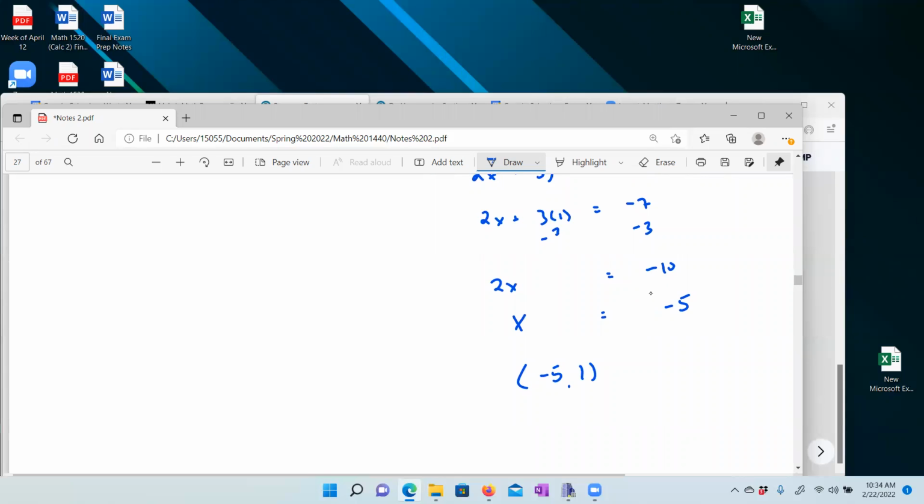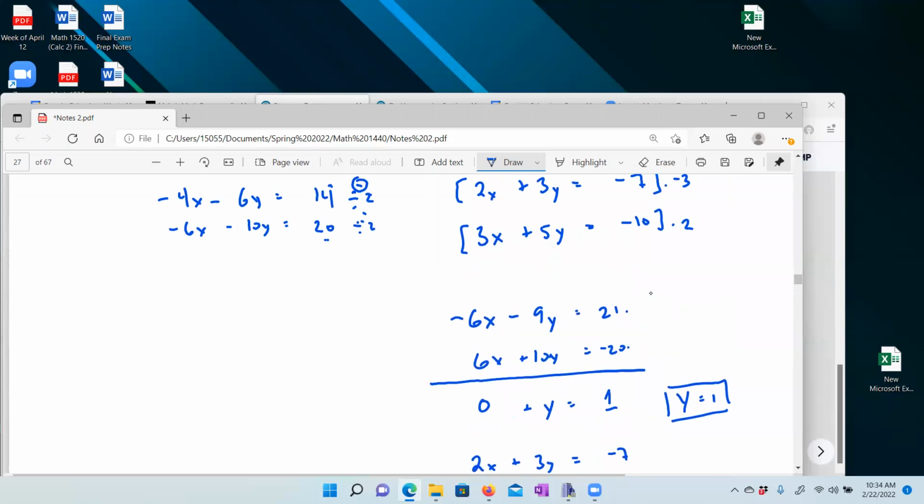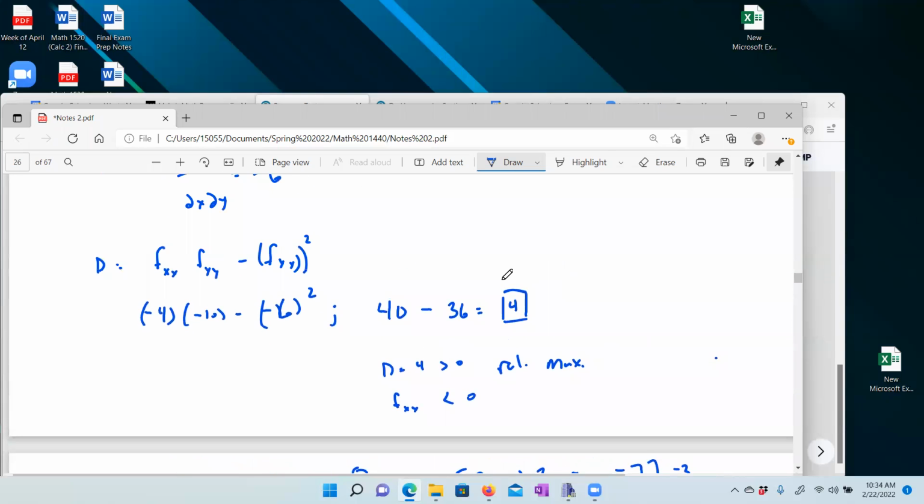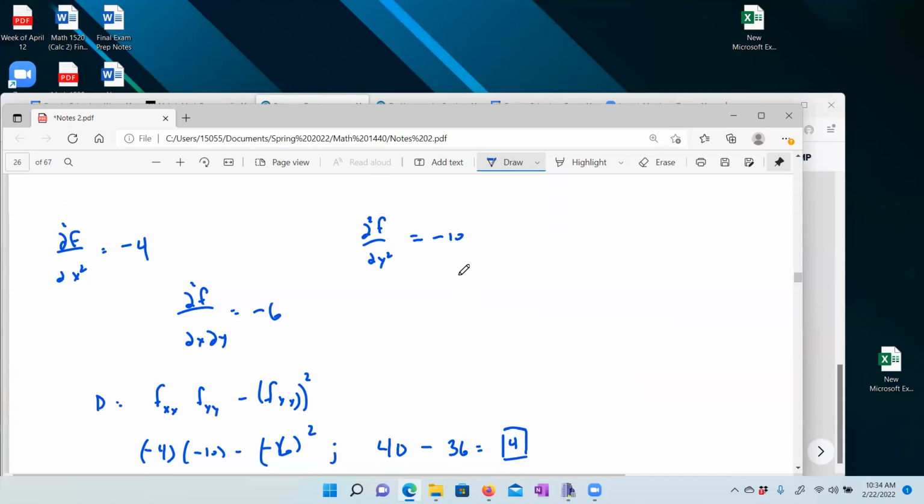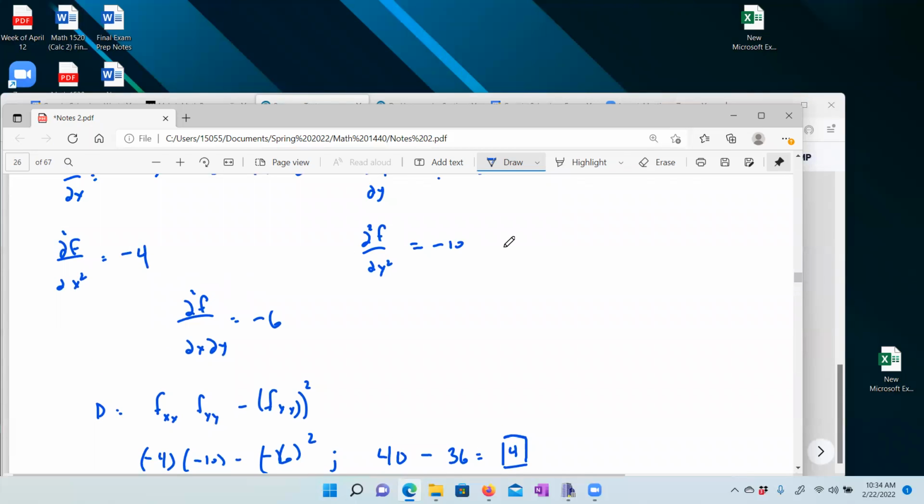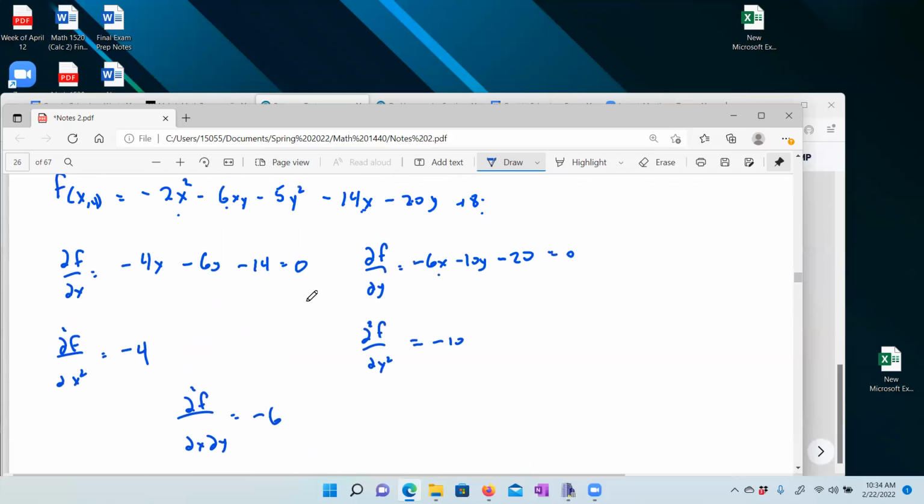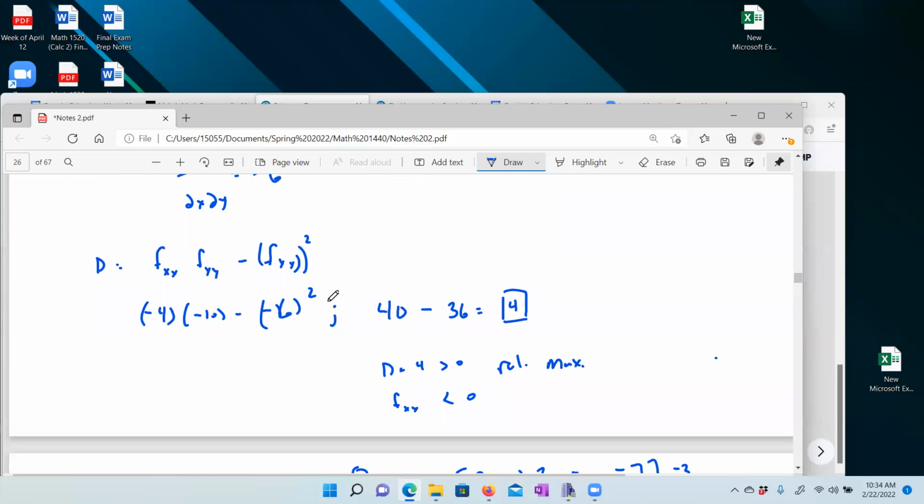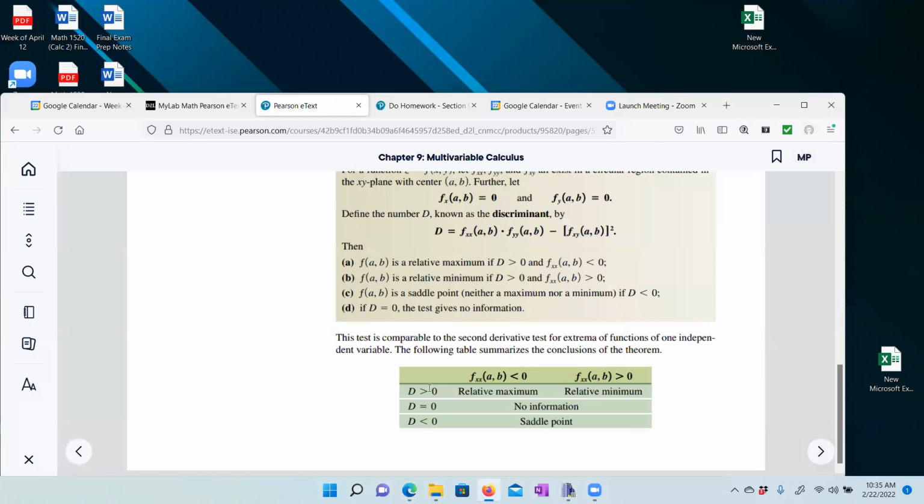Now I'm ready to answer the questions. Again, I know I did the D part, the discriminant part, out of order, but there wasn't an A and a B to plug in, so we don't have to worry about that. You could do them out of order in that case. What do we find? That this was a relative max? Fingers crossed.